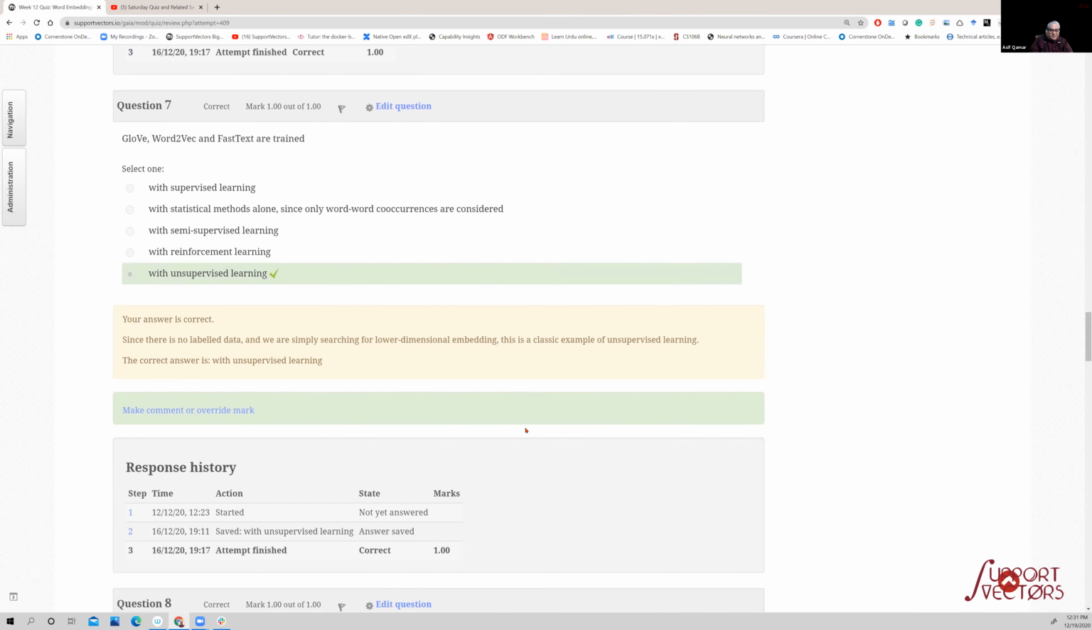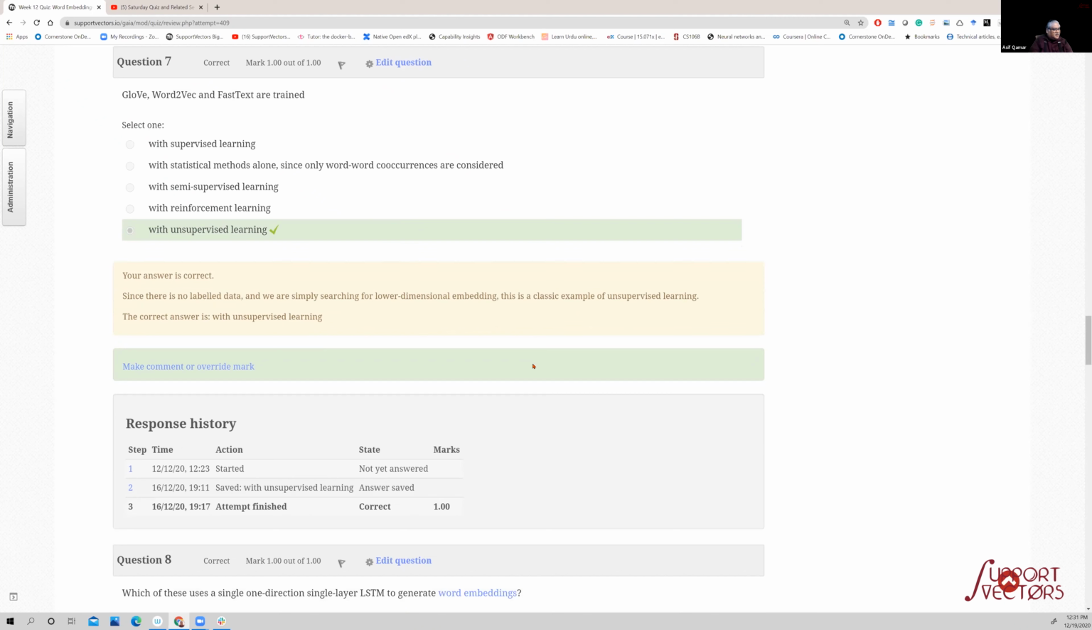If you go back and see the details of my explaining GloVe, it will become clear. GloVe, word2vec, and fastText are trained with, well, this is a question with supervised learning, statistical methods alone. Well, that's not true. You do use a neural net with semi-supervised learning, with reinforcement learning, with unsupervised. So the answer is unsupervised. Now, why is it unsupervised? Since there is no training label data, and we are simply searching for lower dimensional embedding. This is a classic example of unsupervised learning. So the correct answer is unsupervised learning.